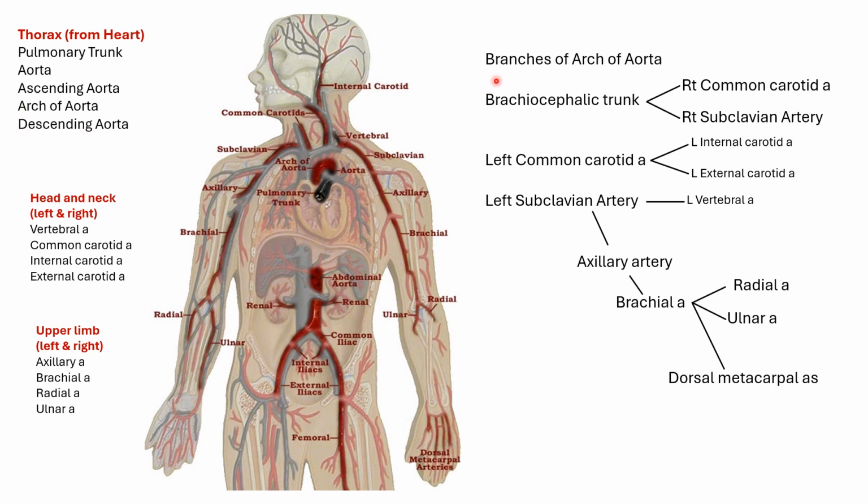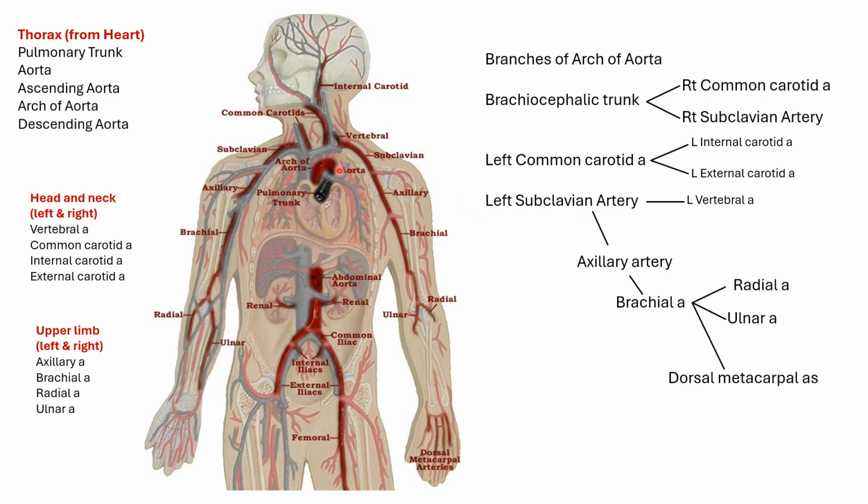Now let's go to the branches of the arch of aorta. This way it will be easier for us to remember all of these names when we do it in a systematic manner. The arch of aorta has three branches. The most right one is the brachiocephalic trunk. On the right side, this brachiocephalic trunk divides into the right common carotid artery and the right subclavian artery. Then the second branch of the aorta is the left common carotid artery. Then there is the left subclavian artery.